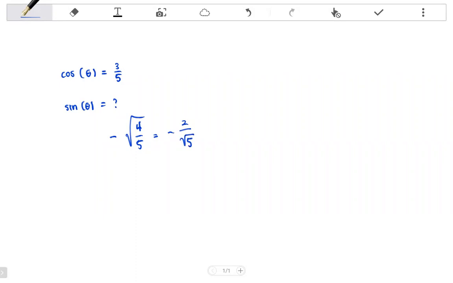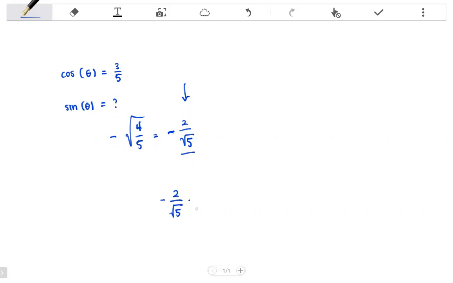Something that you will learn later is that when we simplify this into negative 2 over square root of 5, math doesn't like having radicals in the denominator. Right now we have a square root in the denominator, right? For some reason, mathematicians don't like that. So we have to rewrite this so that the radical isn't in the denominator. How do we get rid of the radical?